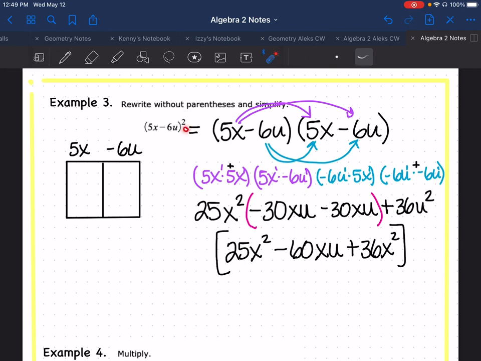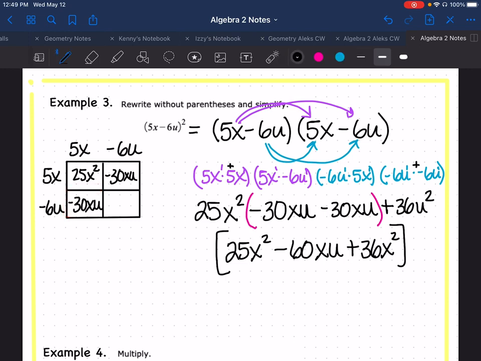Since there is a square, remember there are 2 of those boxes, so I'm going to split it again in this direction. I must always split it up and down and left to right. And then this is just working like your lattice multiplication. You're going to multiply 5x times 5x. You're going to multiply 5x, because it matches here, 5x times negative 6u. Notice that you're seeing the same things that we just had. Negative 6u times 5x.